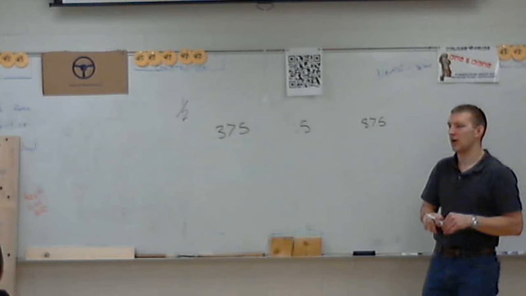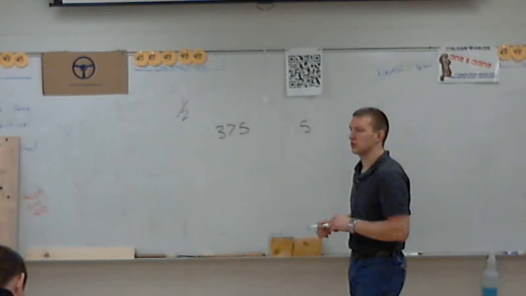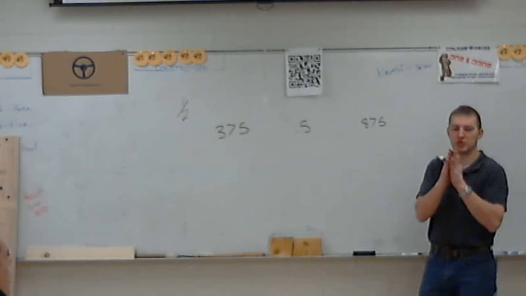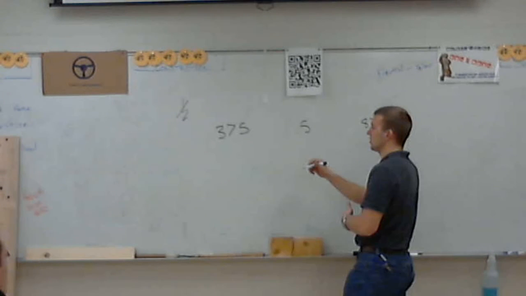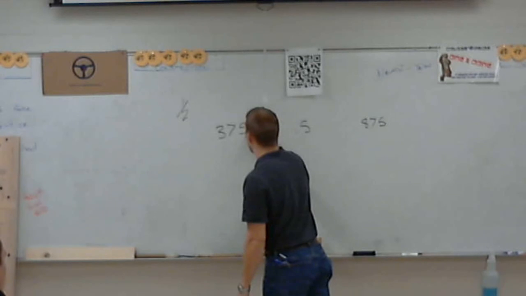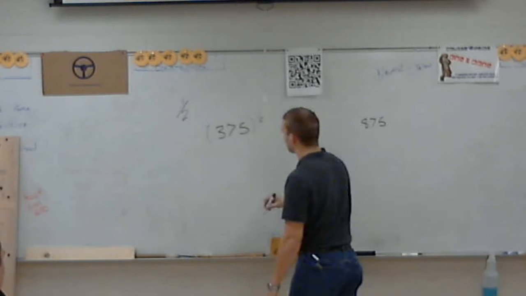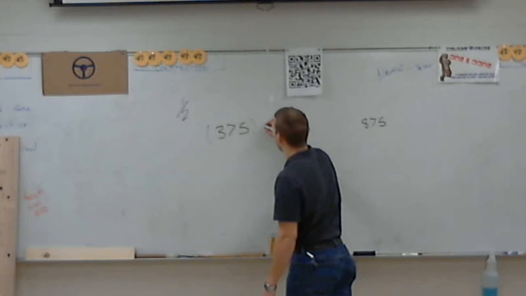Not by 1. Zach, don't worry about it. By 2. Okay. Not 1,000, guys. What is the smallest measurement we do in this class? 1/16. A 16th. Okay, so you're going to multiply everything by 16.